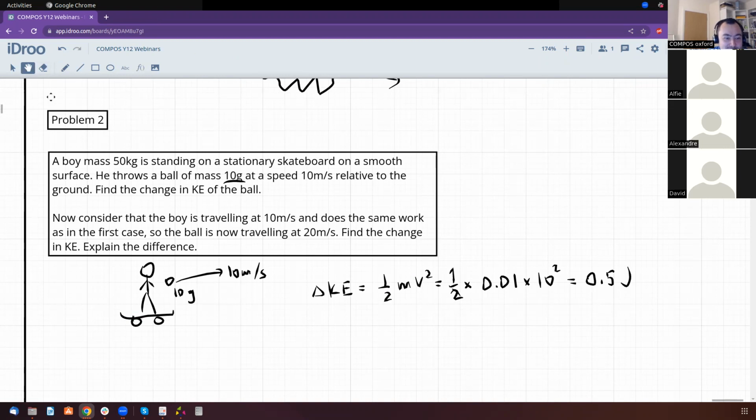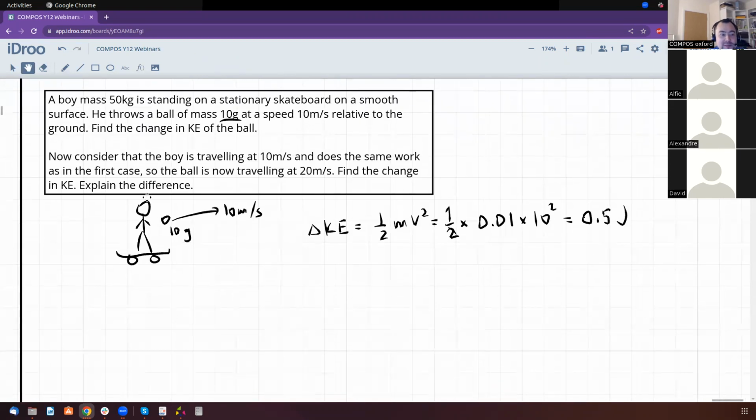Now, same boy, but traveling at 10 meters per second on a skateboard. This is the kinetic energy paradox, which is in the assignment. So the boy is already moving at 10 meters per second. And he throws the ball at 10 meters per second. That means the ball is now moving at 20 meters per second.